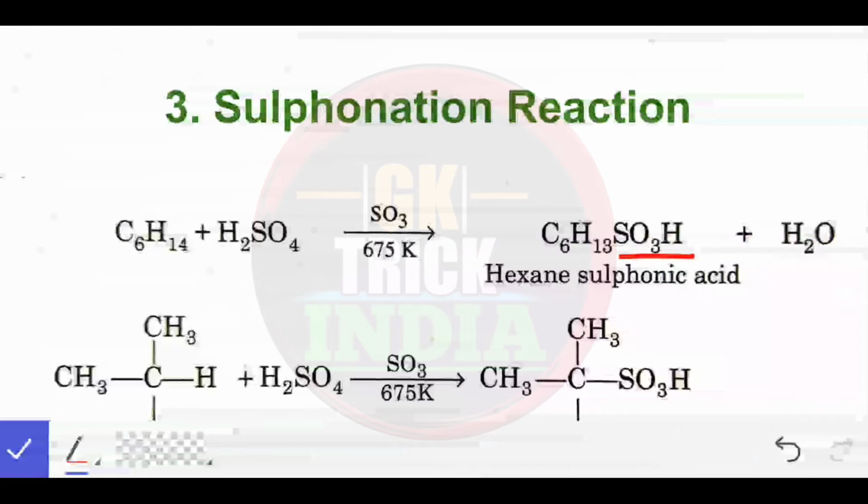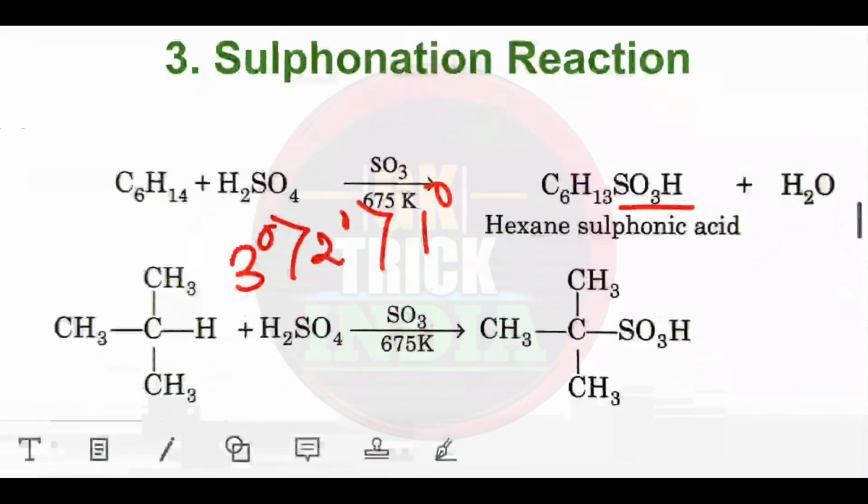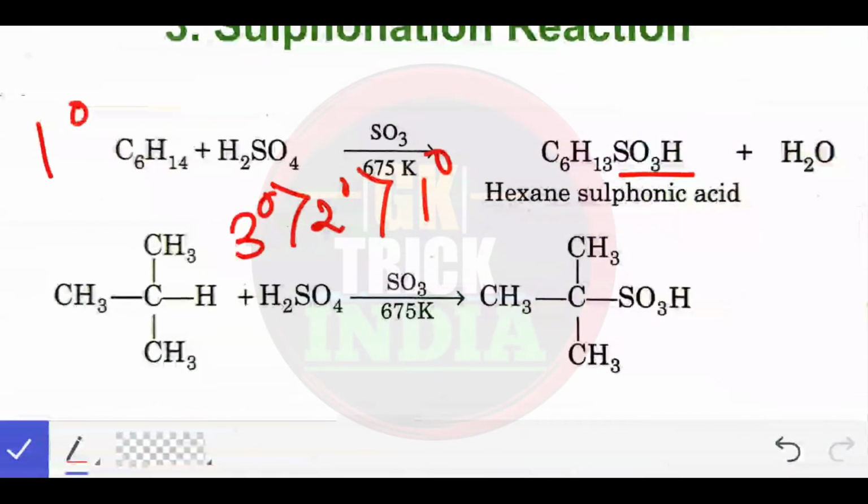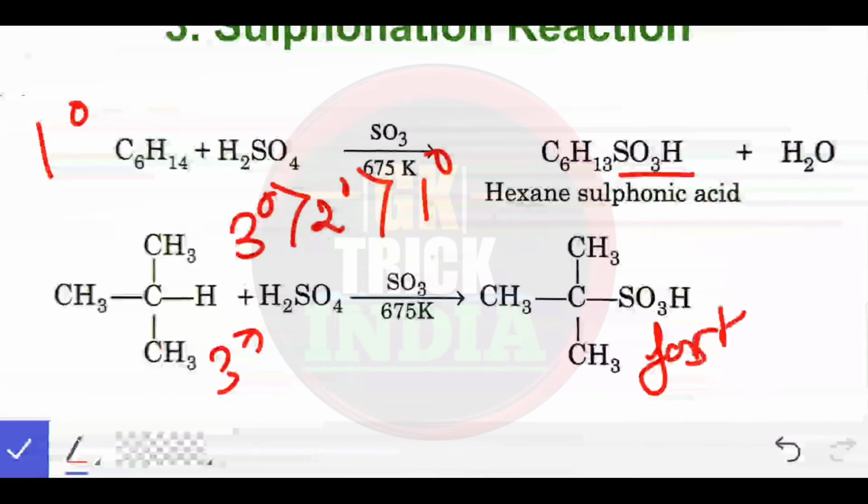The ease of the substitution reaction is again tertiary greater than secondary greater than primary. So as I can tell you, this is a primary one; primary hydrogen is replaced, and out here tertiary hydrogen is replaced. So this one occurs at a faster rate because the tertiary hydrogen atom has been replaced by H2SO4 and SO3, that is fuming sulfuric acid.